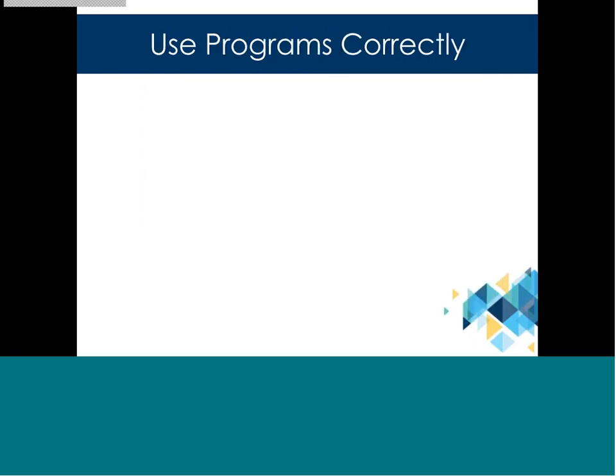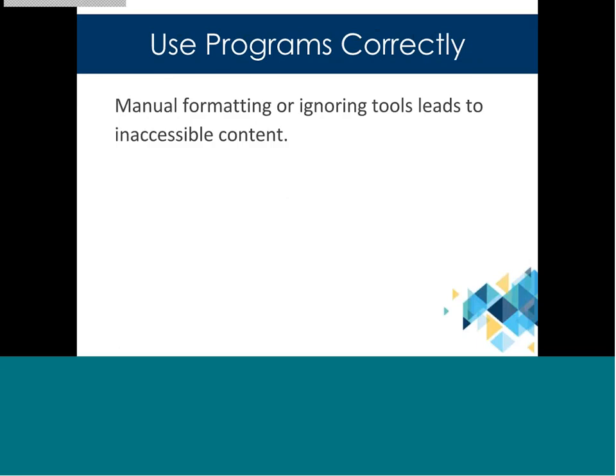Okay. And then really my last piece of advice is to use programs correctly. Oftentimes, manual formatting or ignoring tools is what leads to inaccessible content. So again, in Word, for instance, or any Office product, when you're going in and you're bumping the font up, making it bold, making it underlined in order to designate a section title, you're manually formatting. You're ignoring the styles pane that can do that work for you, and the styles will build in that coding that allows someone to navigate by heading level.